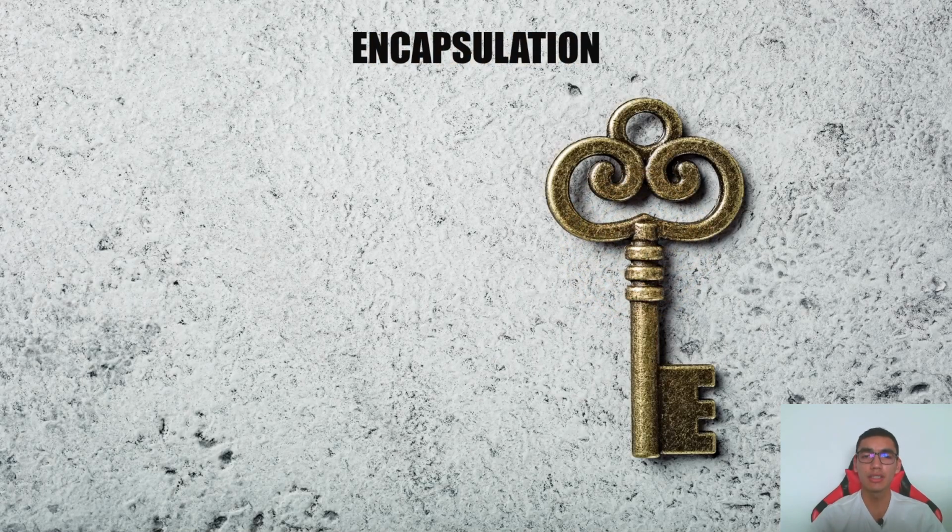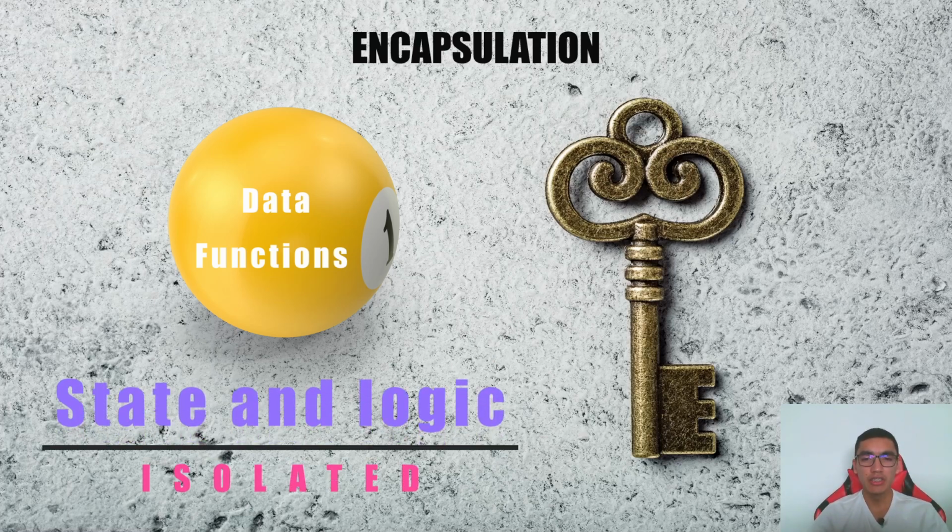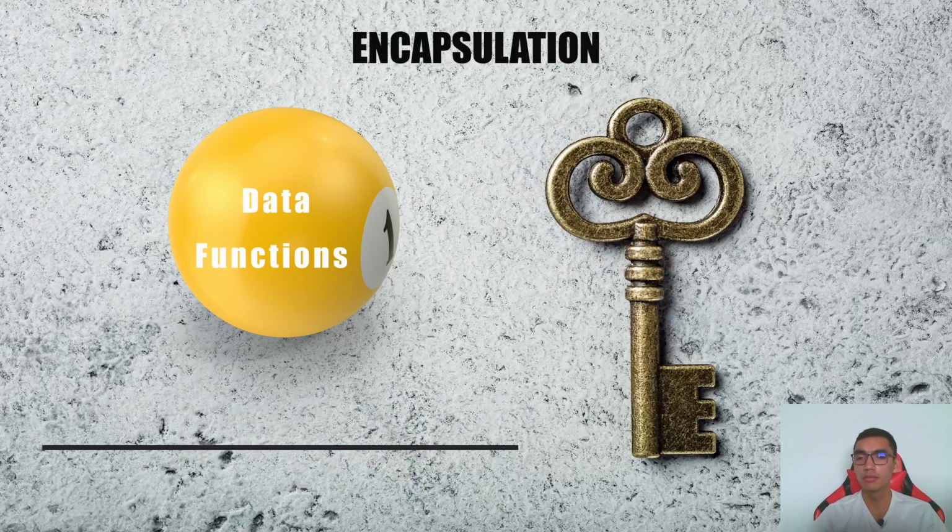The second one is encapsulation. It groups data and functions within a single unit or class to protect them from external usage. By keeping the state and logic of an object isolated, we can ensure that it remains secure. Without permission or attribution, books shouldn't access content from other books.